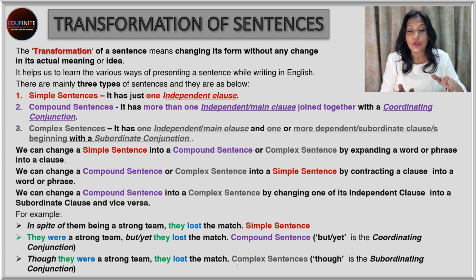So what we have to do, we have to add an independent clause to it to get the complete meaning of the sentence. So then we attach, they lost the match. The independent clause, they lost the match. So hence, we get a complete sentence which gives us the full meaning, and this is a complex sentence. So the whole sentence stands as, though they were a strong team, they lost the match.